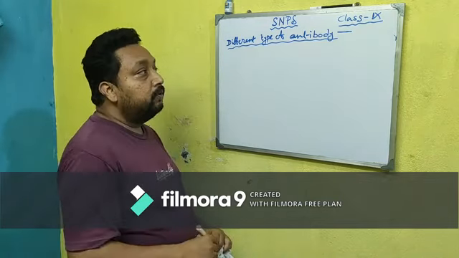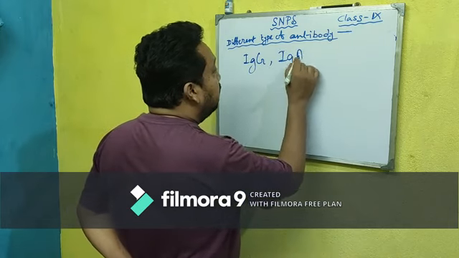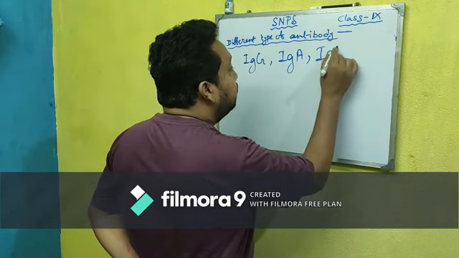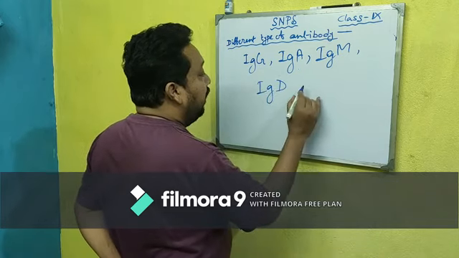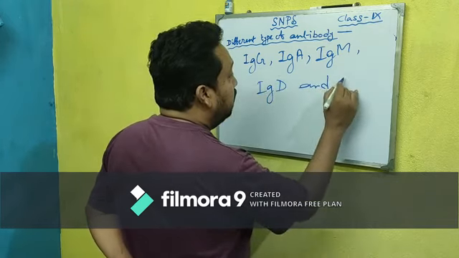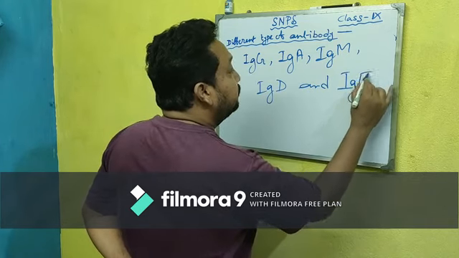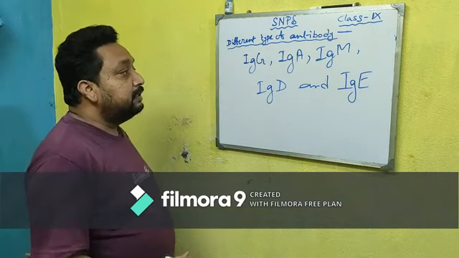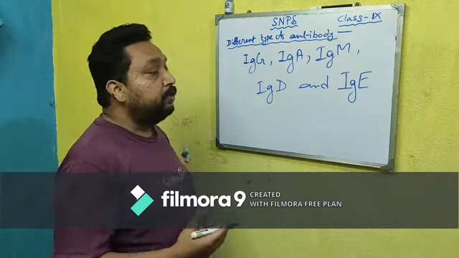We already know that there are 5 types of antibody, that is IgG, IgA, IgM, IgD and IgE. These are the main 5 types of antibody produced within our body.